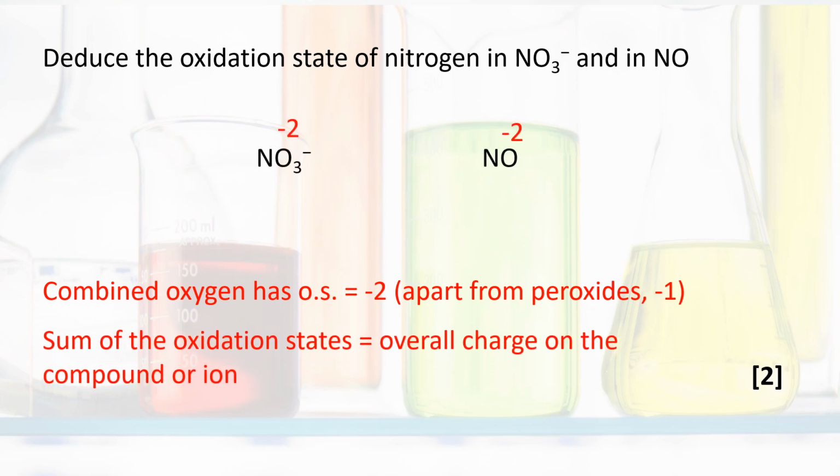Using these rules and guides, the oxidation state of oxygen is -2 in both species. I have put the total negative charge from the oxygen below each species here, -6 in the nitrate ion and -2 in NO. The NO3- ion has an overall charge of -1, so the oxidation state of nitrogen must be +5. The overall charge of the NO molecule is 0. It is neutral. The oxidation state of nitrogen must be +2. The oxidation states of nitrogen in both species are given in blue.